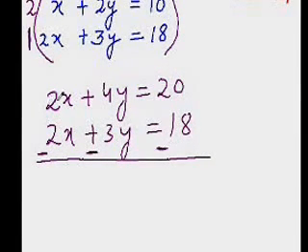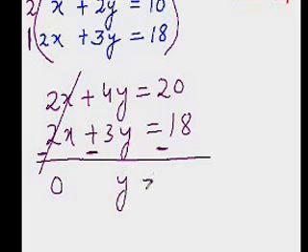So 2x minus 2x will cancel out, so 0 will come here. 4y minus 3y is 1y, so I put y here. Now 20 minus 18 is 2. So we have found out the value of y. Now put this value of y in any of these two equations to get the value of x. So I put the value of y here.